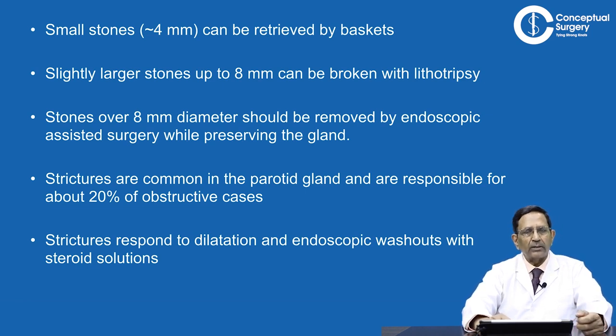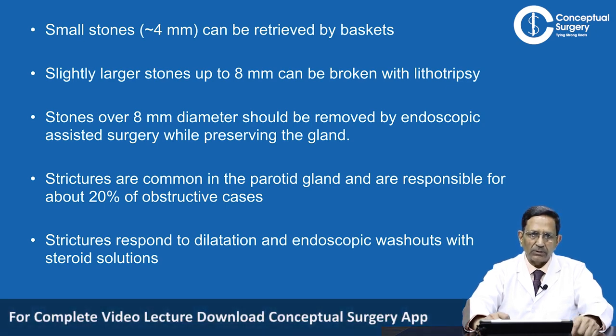A small stone, less than 4 millimeters, can be removed by basket. For a larger stone, lithotripsy. Now an endoscope of this diameter is available, and you can break stones with a pneumatic lithotripter, and when they are fragmented you can wash them out with a Dormia basket. And if there is a stricture of the duct, it responds to endoscopic washout and dilatation and sometimes steroid solution.